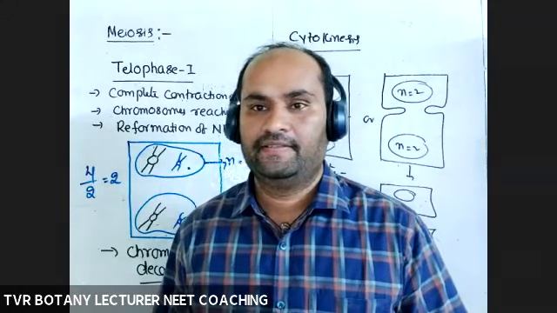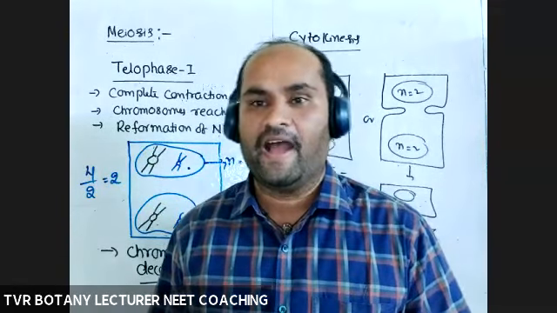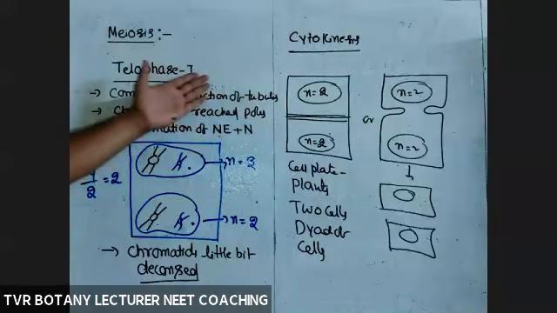Completed, sir. Okay. At the end of meiosis, how many cells are produced? 4, no? Is it ended? It's not ended. Half completed. Yes, meiosis 1 completed. Cytokinesis is completed.